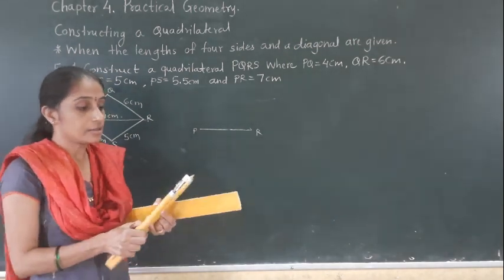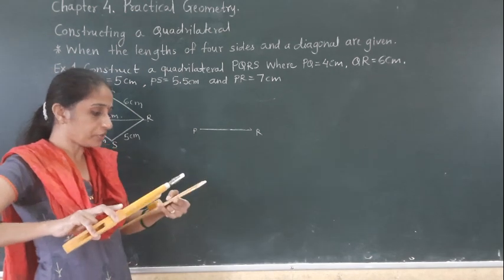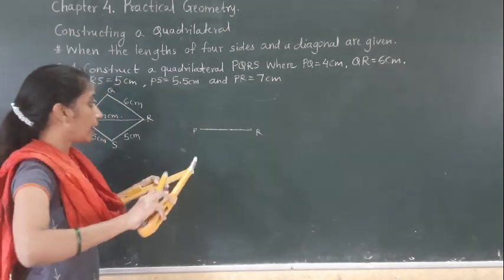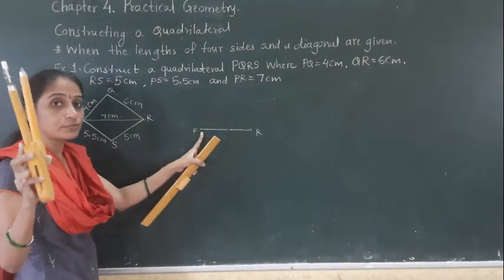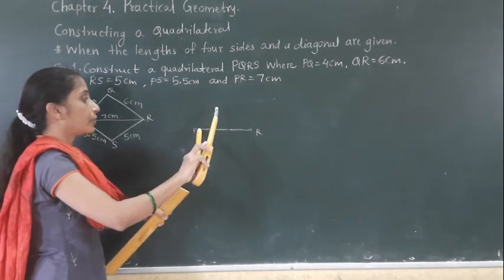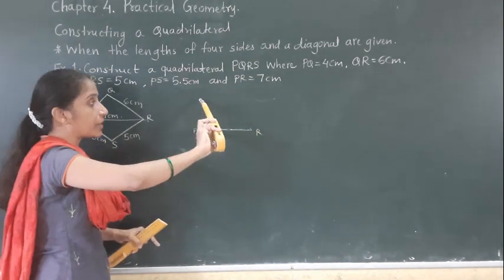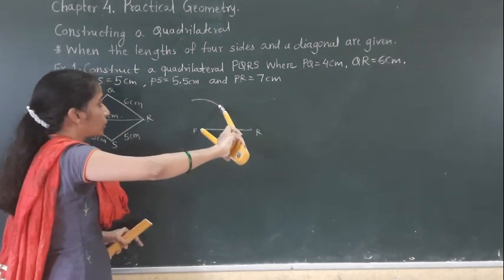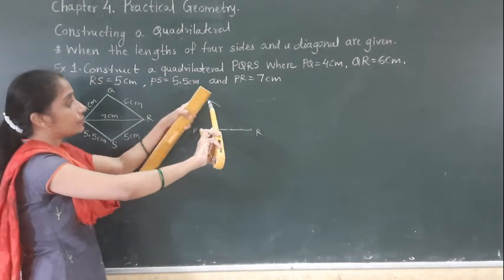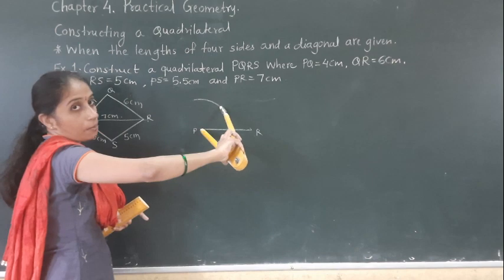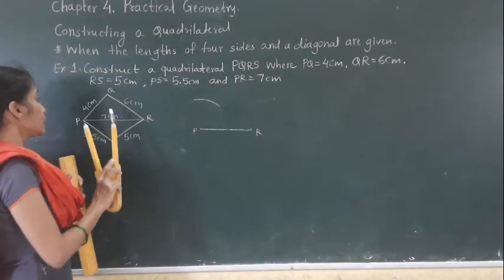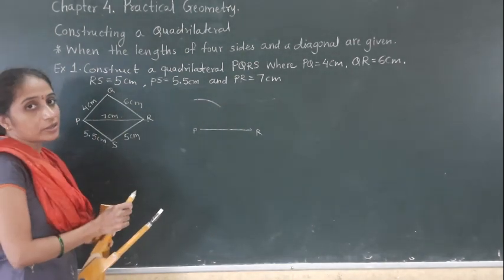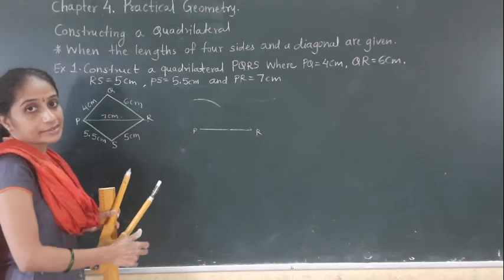So what do we do? Take the compass with 4 cm radius. With P as a center and 4 cm radius, draw an arc. Q will come on this side, so you have to draw an arc on the upper side. Exactly where it will come, we don't know, so we just construct that arc.